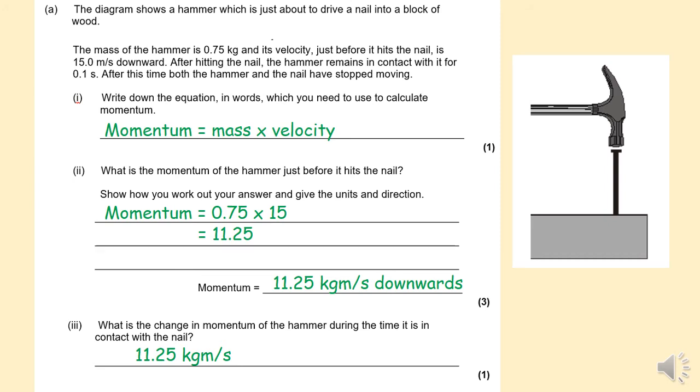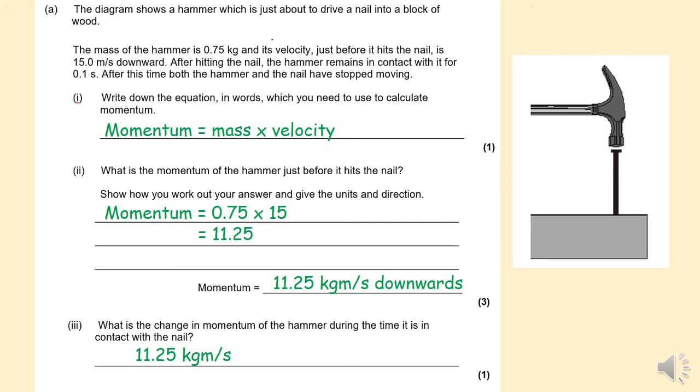So we can write down momentum is mass times velocity. We use the figures in the question, so we have a mass of 0.75 kilograms. We've got a velocity of 15 meters per second. We multiply those and we get 11.25. It wants the unit, so that's the unit for mass multiplied by the unit for velocity, so it's kilogram meters per second, and the direction is going to be downwards.